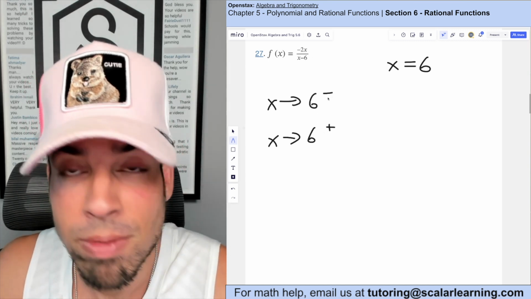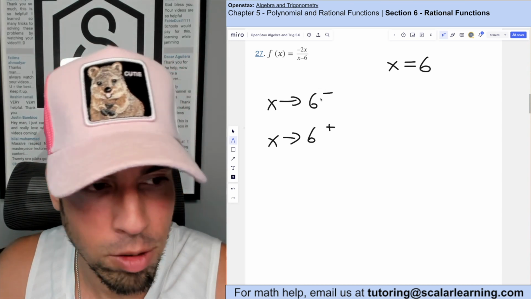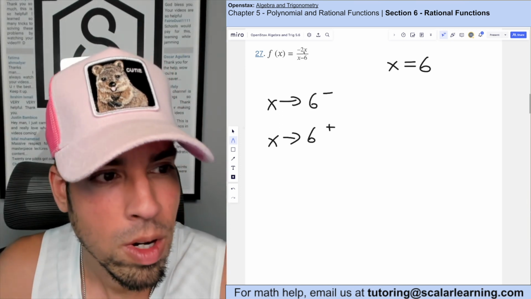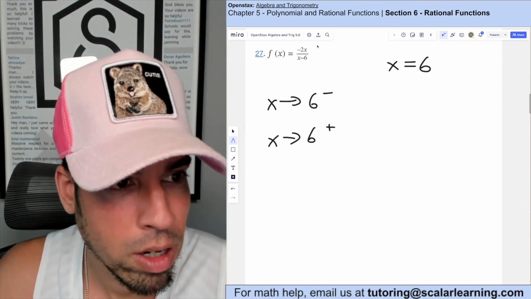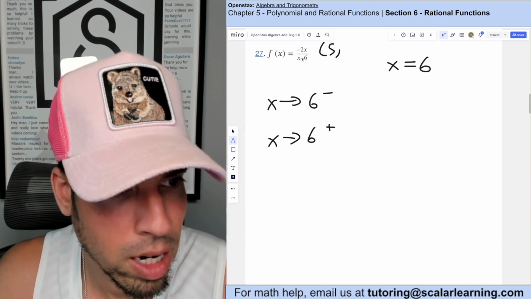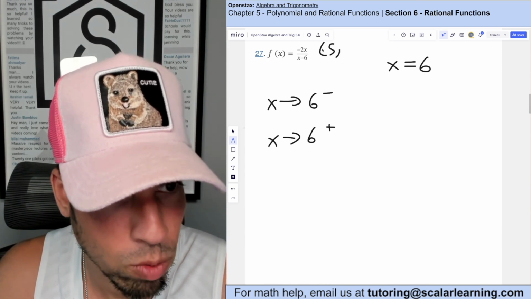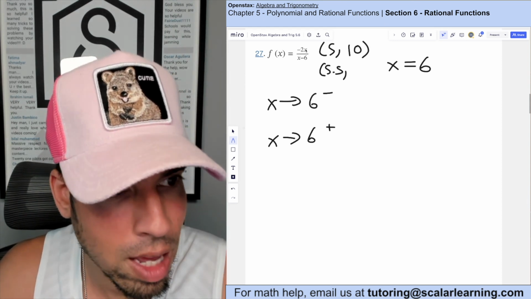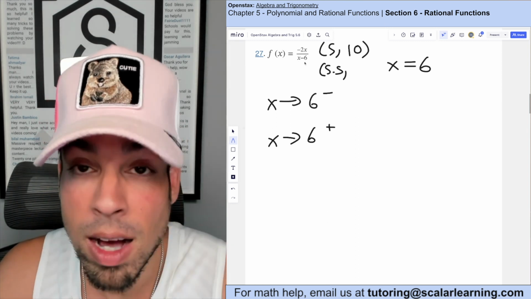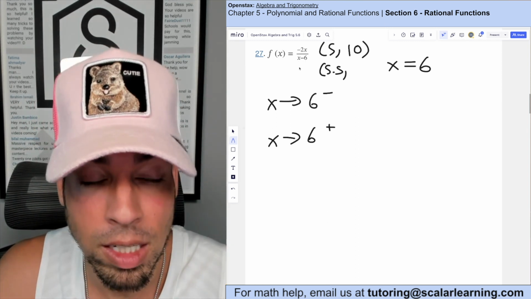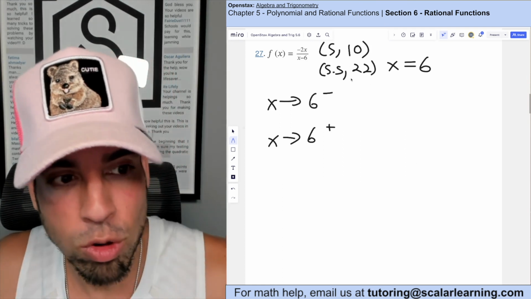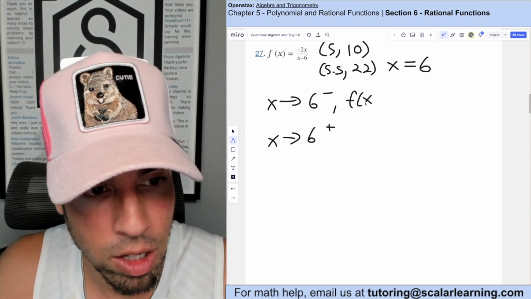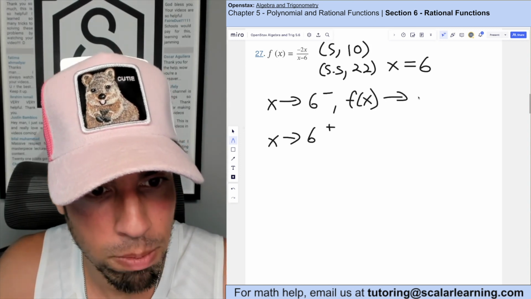So 6 from the left, we're thinking just smaller than 6, maybe like 5, 5.5, et cetera. So as we're getting closer and closer, let's check out 5 first of all. So if we plug in 5, we get negative 10 over negative 1, right? 5 minus 6 is negative 1, which is positive 10. What about 5.5? Let's see, we get negative 11 over negative 0.5. Dividing by negative 0.5 is like multiplying by negative 2. So that's 22. So you can see with those two quick examples, we definitely seem to be getting bigger and bigger, which means that the function value as x approaches from the left is approaching positive infinity.